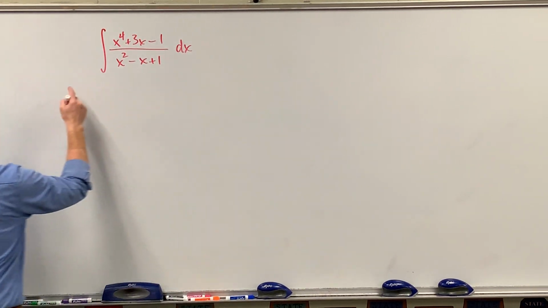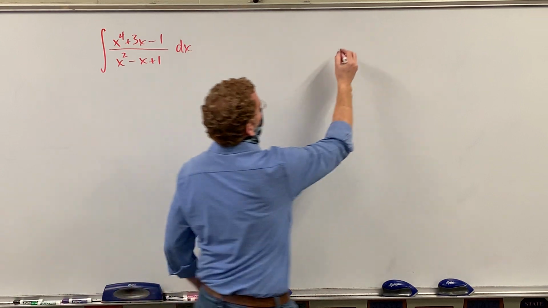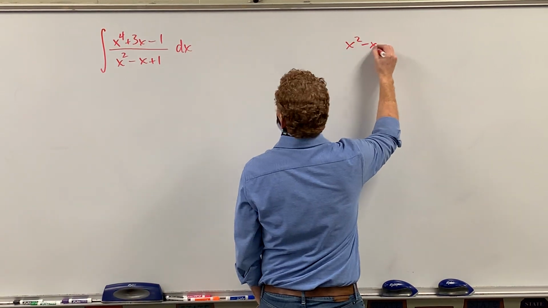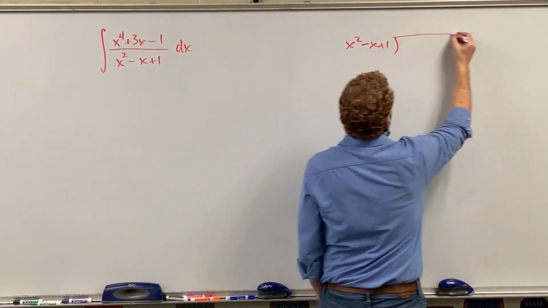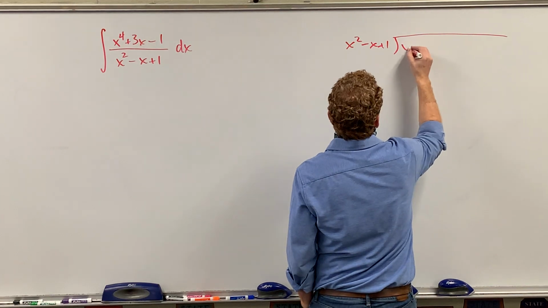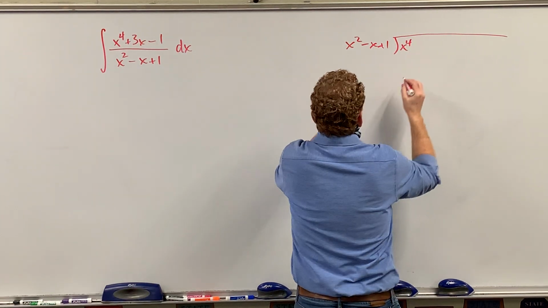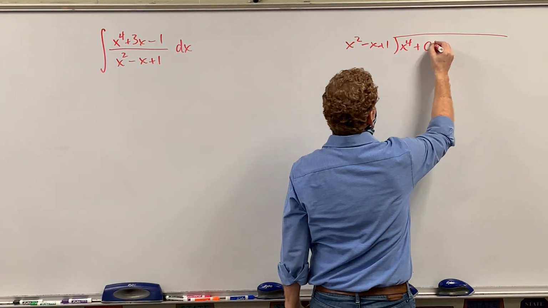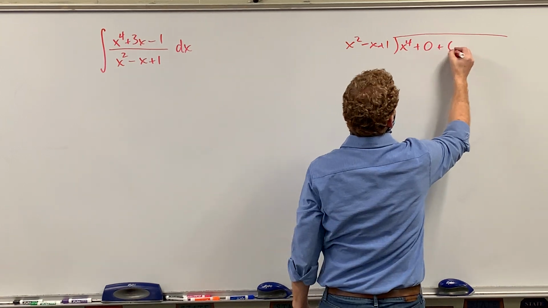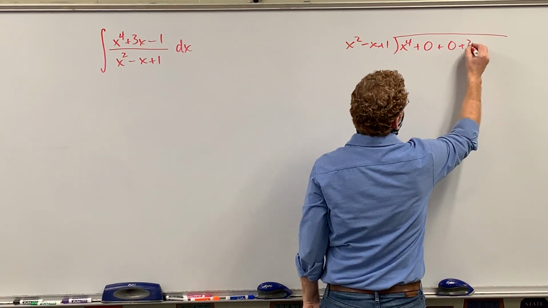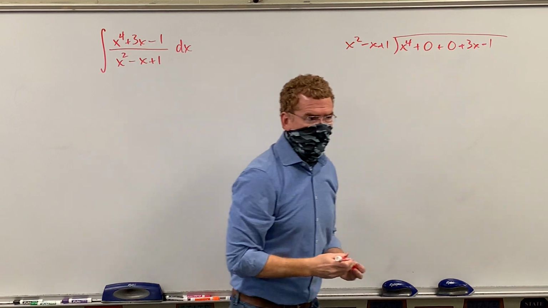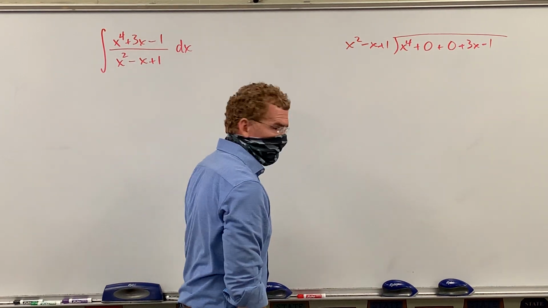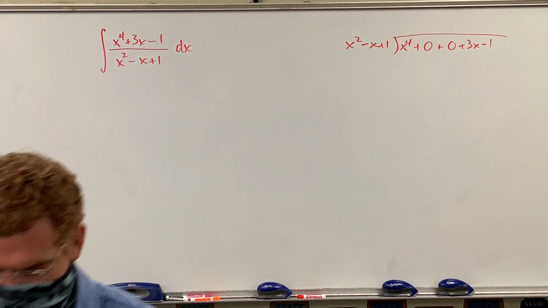Here's your long division. I'll do it over here. So you've got x squared minus x plus 1. Now, there are a couple of things you've got to remember about long division. What happens if you're missing a term? You drop in a zero. 0 for the x cubed, 0 for the x squared, 3x minus 1. You've got to remember to do that.